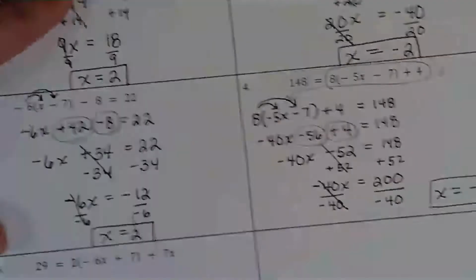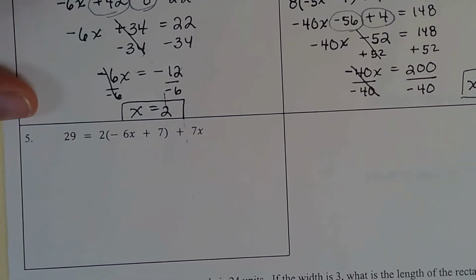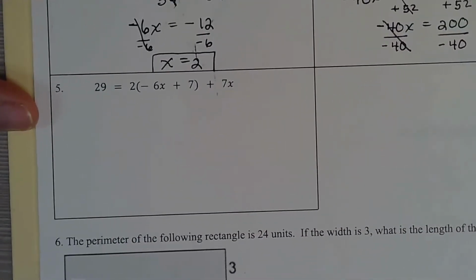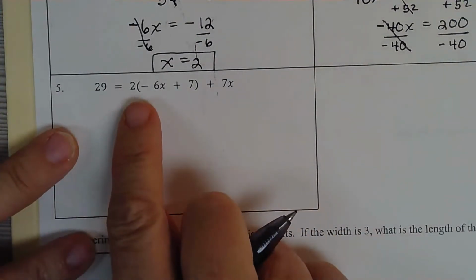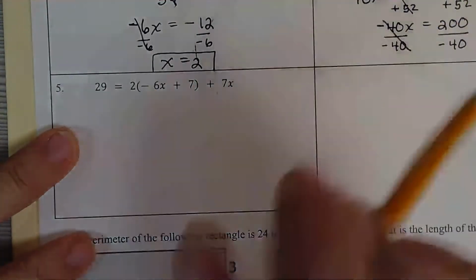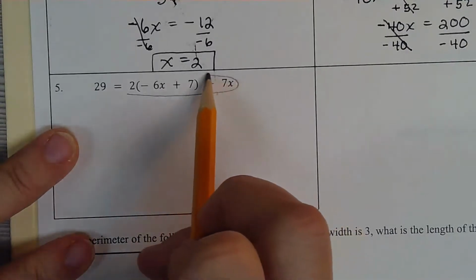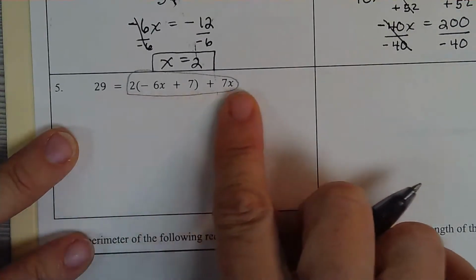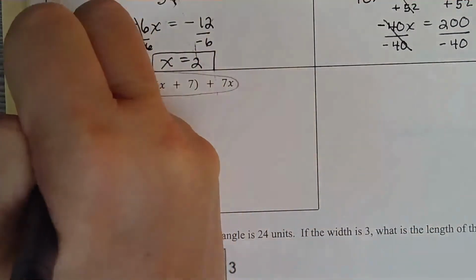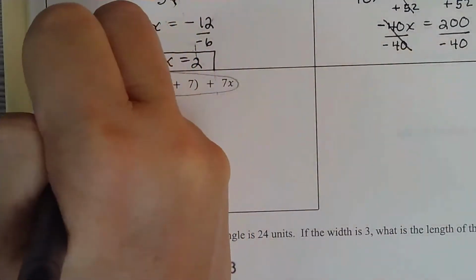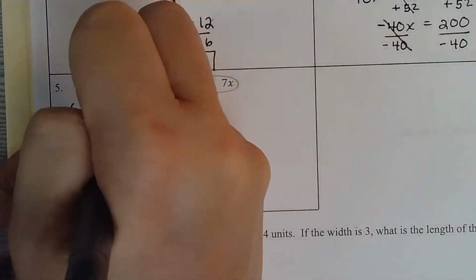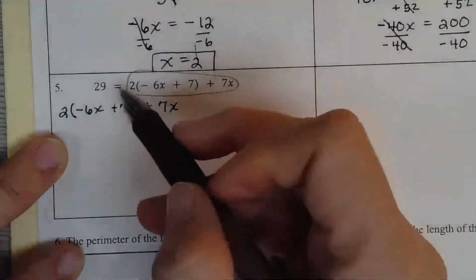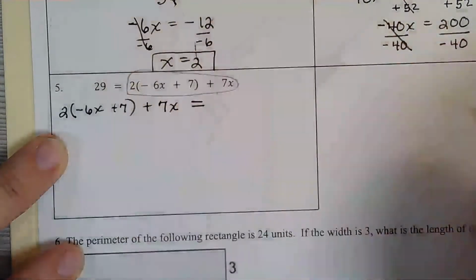Okay. All right, we have one more equation to solve in this section, and it's number 5. Let me fix my camera a little bit here. There we go. So in number 5, very similar to number 4, we want to rewrite number 5. Take everything that's over here on the right-hand side of the equal sign and move it to the left. Just be careful that you leave it exactly like it's written. 2 parentheses, negative 6x plus 7 parentheses plus 7x equal sign 29.